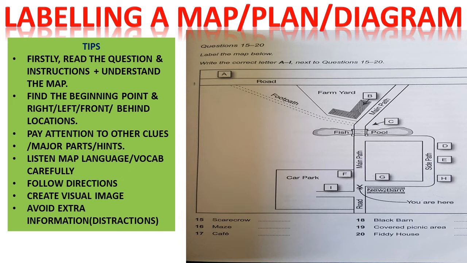Now he said new barn, which means come to the same starting location and turn right. Turn right means the side path, and on the first bend you can see your location. On the first bend there is the H location. So H is the answer to your question number 18, that is Black Barn.